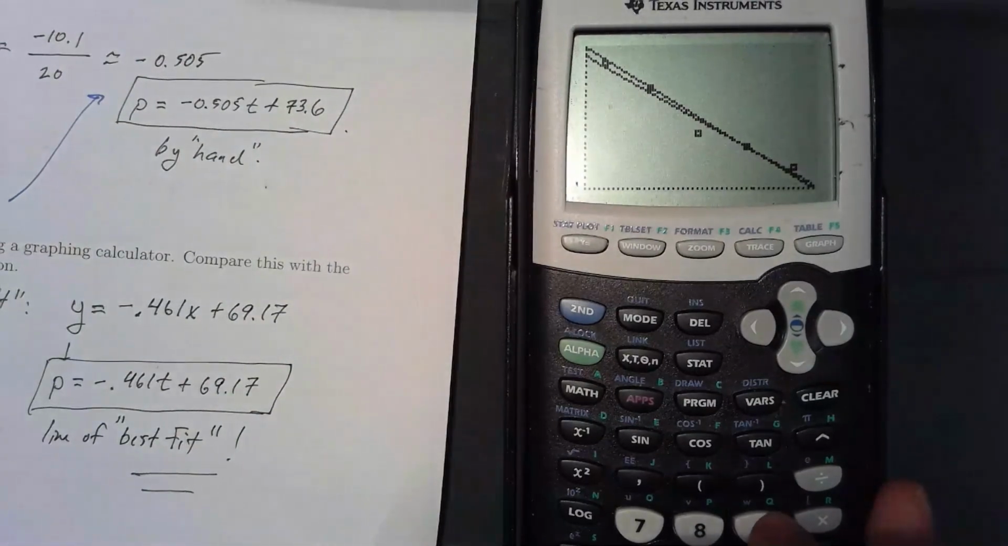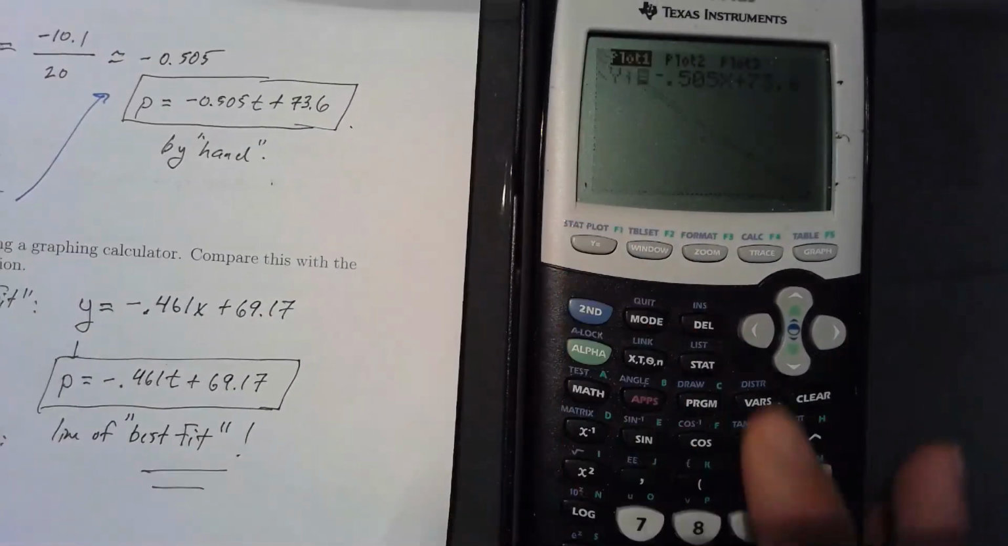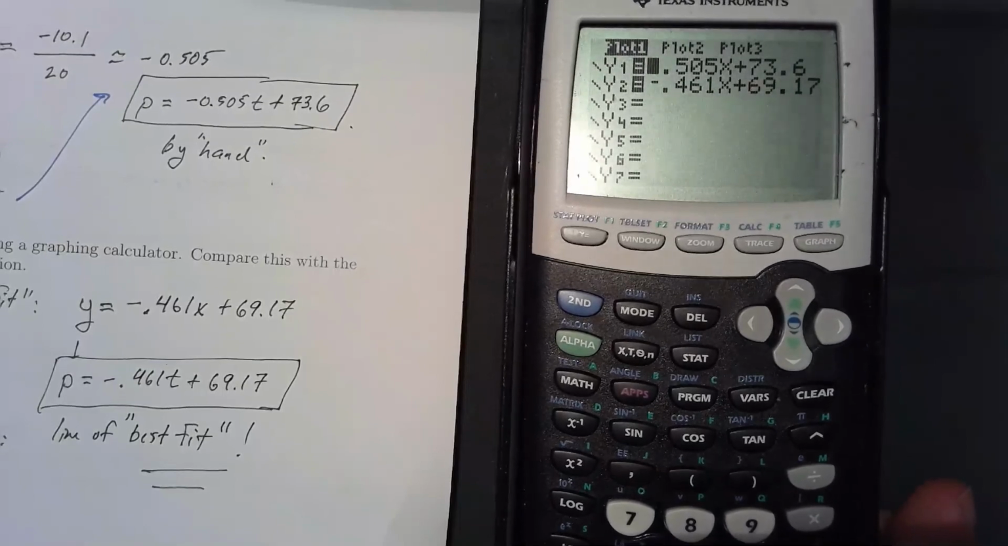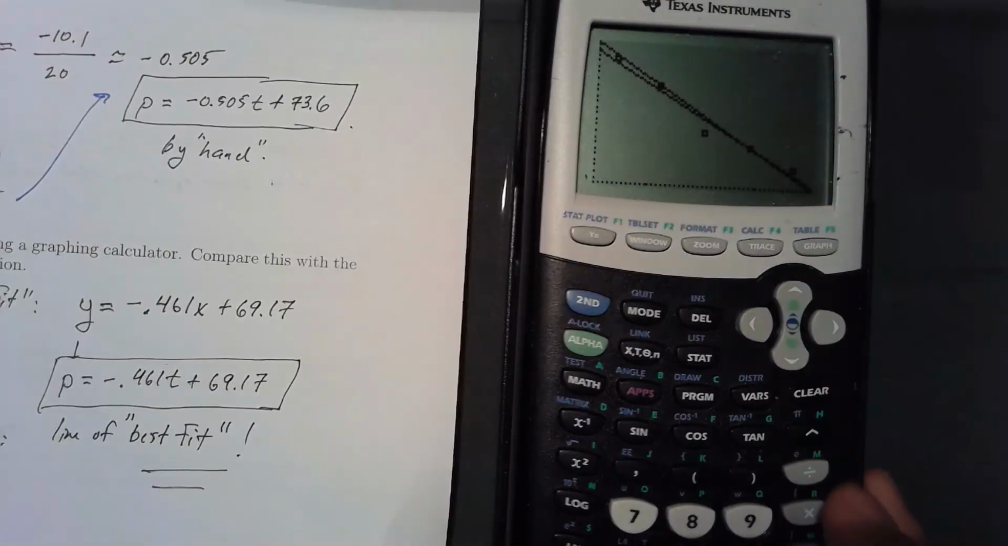So that's just how the one by hand and the one by the line of best fit compare to each other. Graph that. Yeah, there they are.